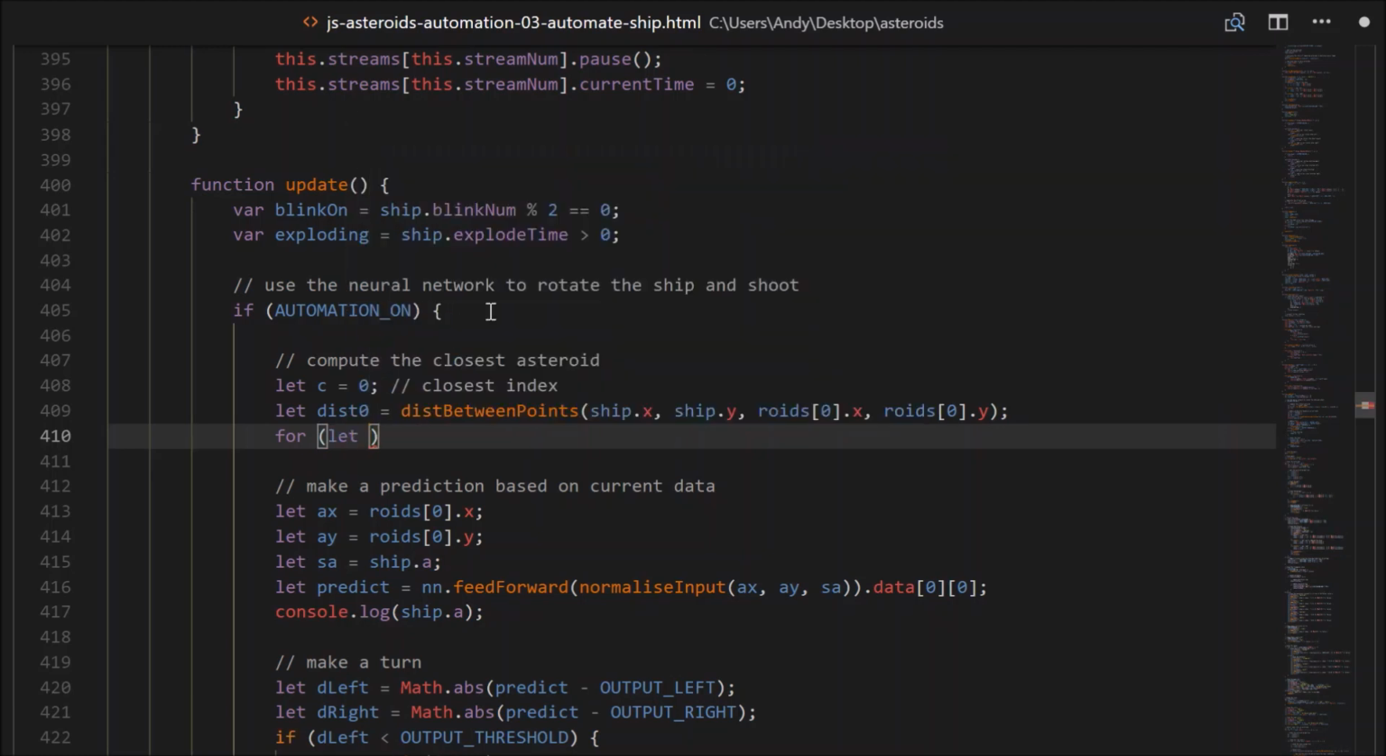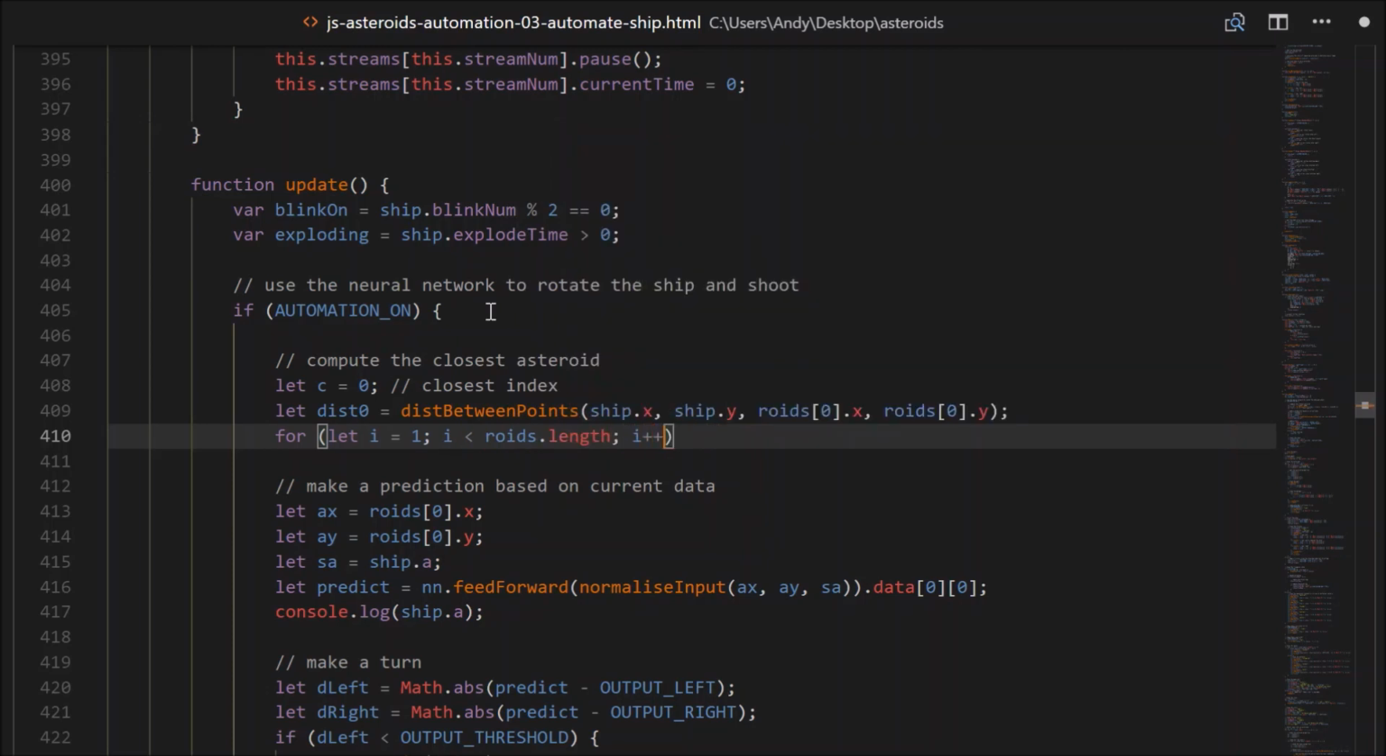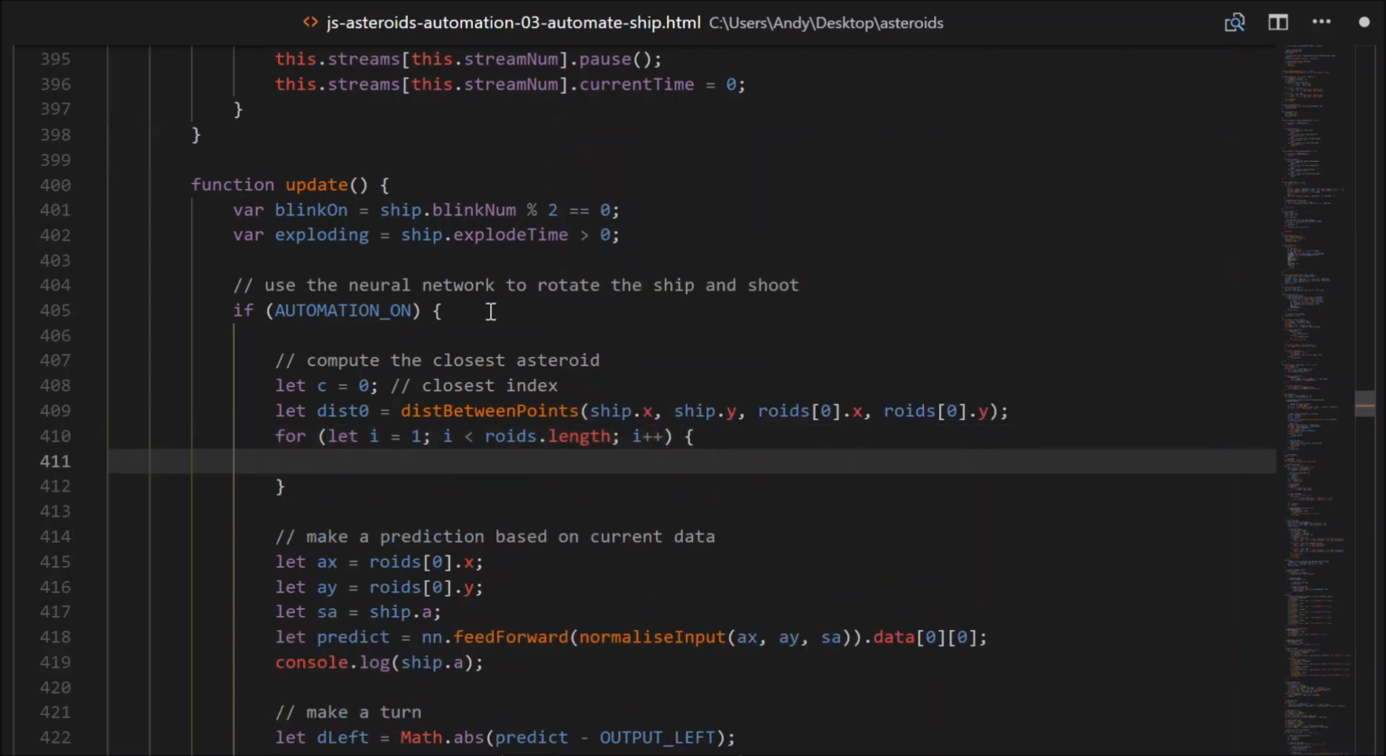So for let I equal 0, actually let I equal 1 because we've already calculated the first one, distance 0 there. So let I equal 1. I is less than roids.length, I++. And then we need to get the distance of the current asteroid, so we'll call that distance 1. Distance 1 will equal distance, it's going to be the same thing really, except that we'll be using I instead of 0 here.